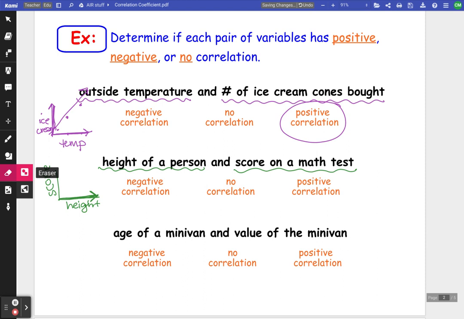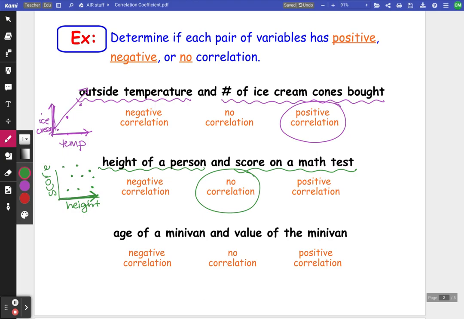I'm going to say it's going to mean neither, because it does not matter how tall I am, it is not going to affect the score that I get on a test. A graph like this probably has no pattern to it at all. It's just kind of all over the place. We call that no correlation.